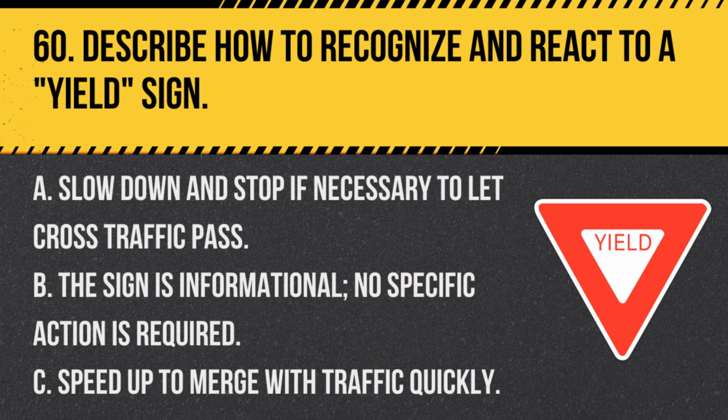Question 60. Describe how to recognize and react to a yield sign. A. Slow down and stop if necessary to let cross-traffic pass. B. The sign is informational. No specific action is required. C. Speed up to merge with traffic quickly. Answer: A. Slow down and stop if necessary to let cross-traffic pass. Yielding is about allowing others the right-of-way when required.